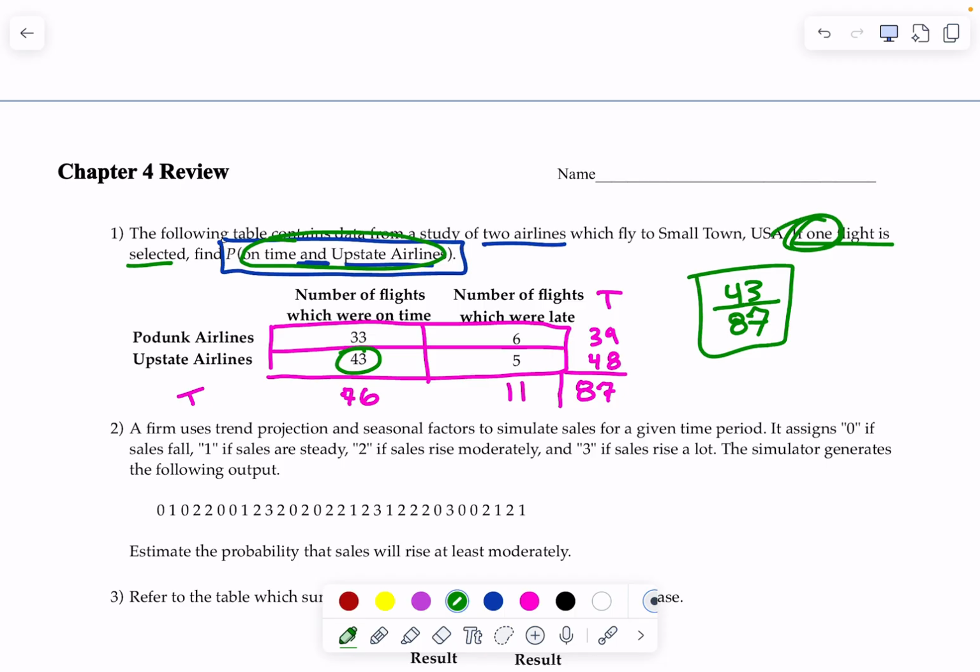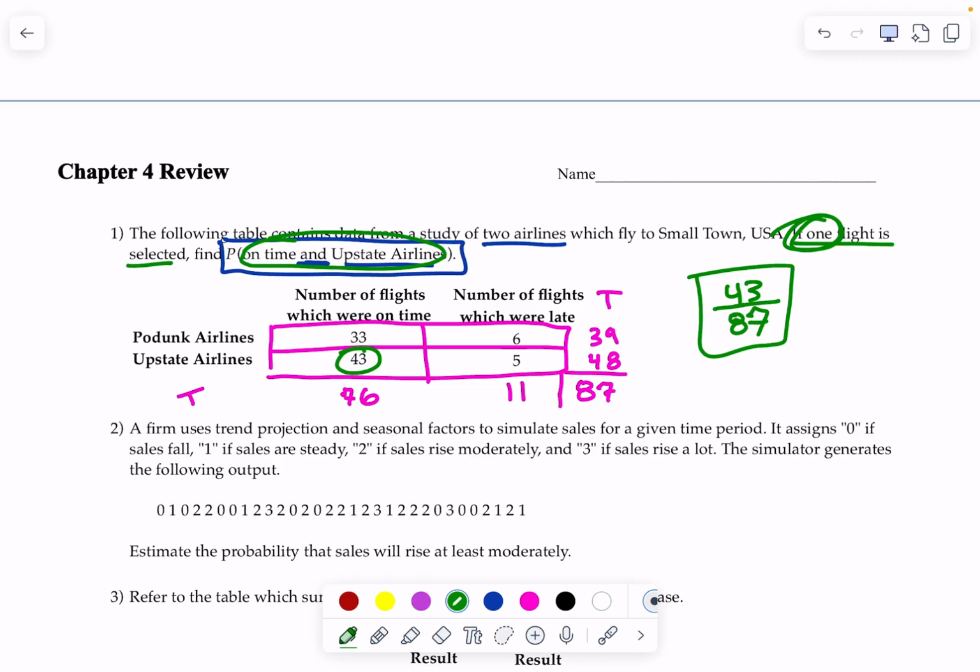Do they use the review or just the cheat sheet? Both. I mean, you can use the review, I guess, if you think it'll help. It'll probably help if you fill it in. I'm filling it in. Are you filling it in?